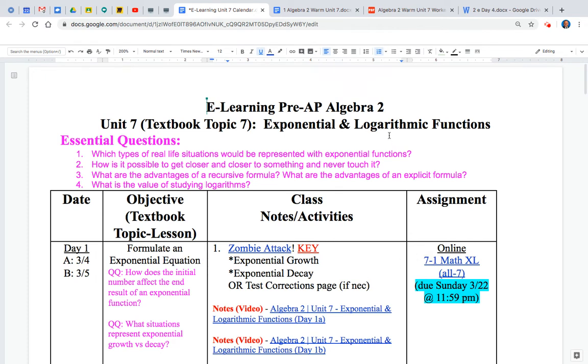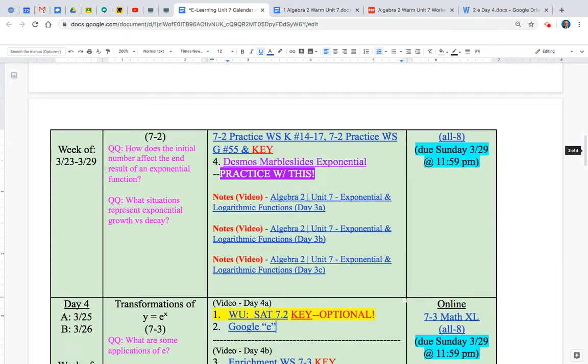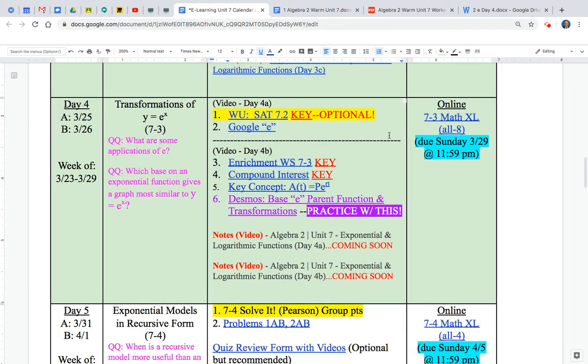If you're just now joining us, welcome. We are now on e-learning on the online platform as far as giving out all of these assignments and notes and whatnot. So we're going to go to day 4.